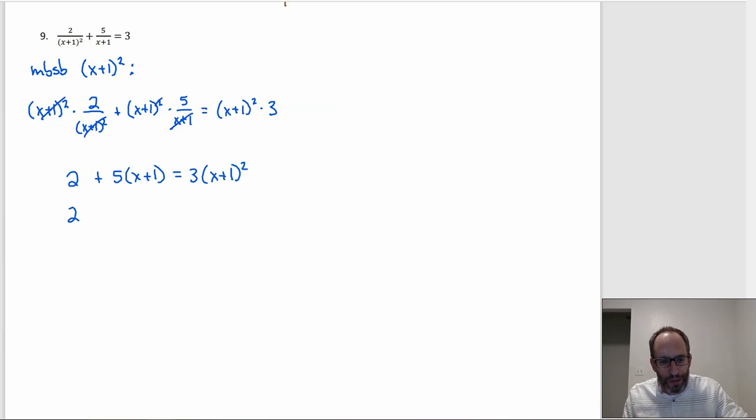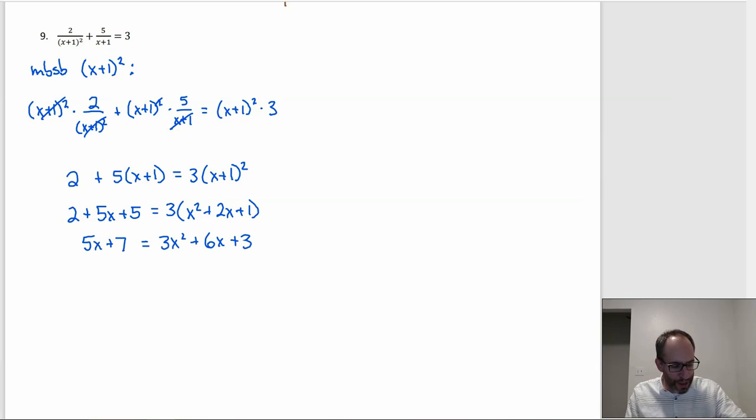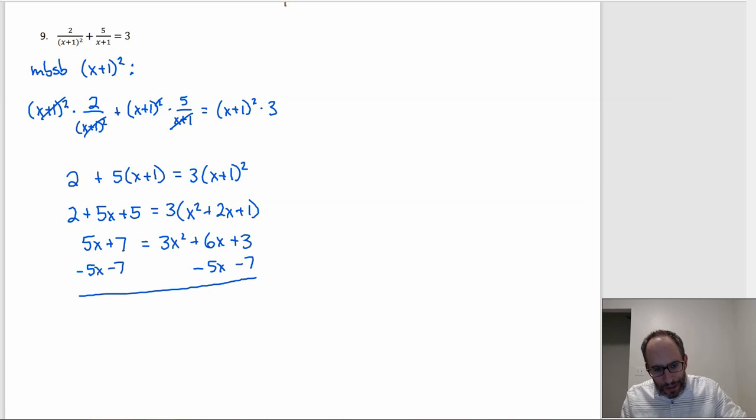I guess we can distribute that 5 on the left, so it'll be 2 plus 5x plus 5. And then on the right, we'll have 3 times, if you square that binomial, x squared plus 2x plus 1. Combining stuff on the left, we get 5x plus 7. Distributing the 3 on the right, we get 3x squared plus 6x plus 3. Then I would just go ahead and get a 0 on one side, so minus 5x minus 7 on both sides. So 0 on the left, and on the right we get 3x squared plus x minus 4. So I put the 0 on the left this time.